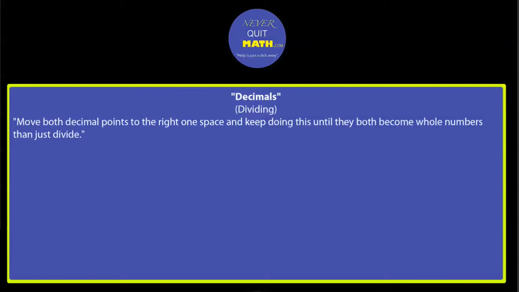We're dealing with decimal places and we're doing division with them. That's right, we're dividing. This is the trick to it. You want to move both decimal places, that's both decimal places, to the right one space. And then you want to keep doing that until both numbers become whole numbers and no longer decimals. And then when you get there, you just divide out. Just regular division. Let's try some examples so you can see exactly what I mean.